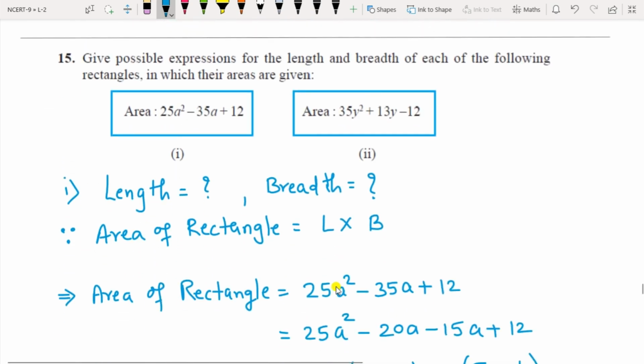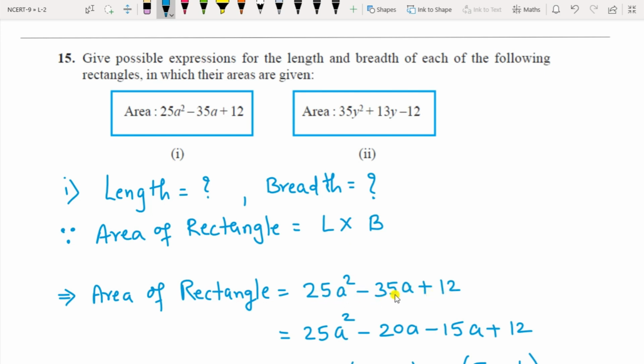Question 15 here is given as: give the possible expressions for the length and the breadth if the areas of the rectangles have been given. These are the areas of two different rectangles. Now for each of them you have to find the length and the breadth. The area of a rectangle, we know the formula, is length into breadth. The area of the rectangle has been given as the polynomial 25a square minus 35a plus 12.